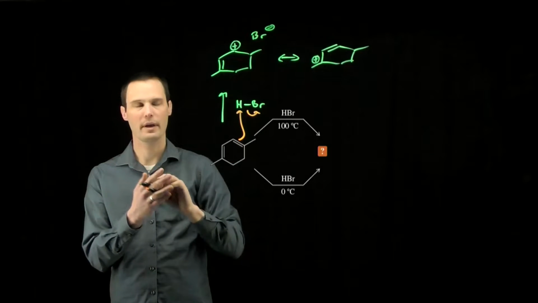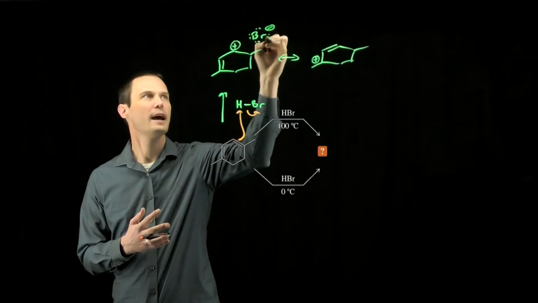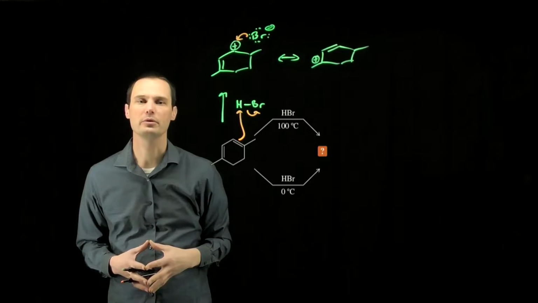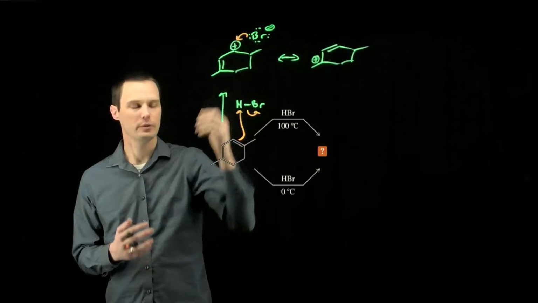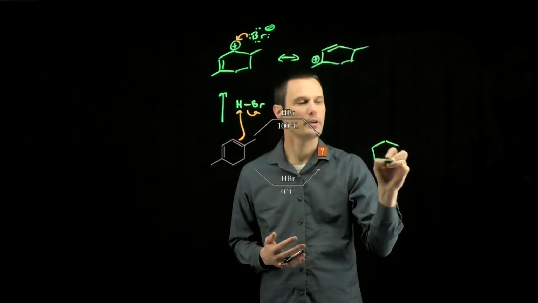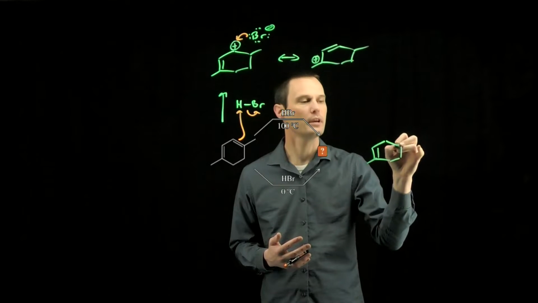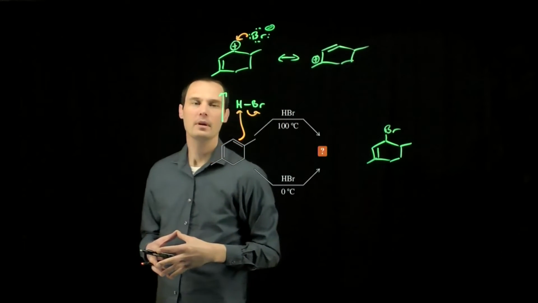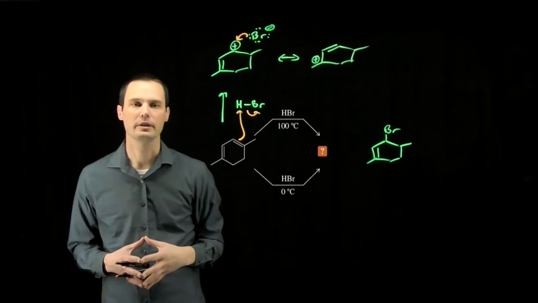And that product is when the Br- attacks the carbocation directly adjacent to the hydrogen to which it used to be attached. That is going to form the product with the bromine next to the hydrogen from HBr. This would be the kinetic product under cold conditions.